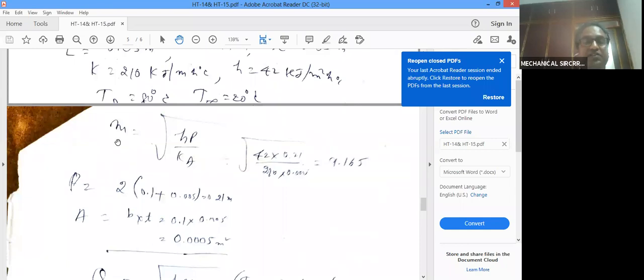So M value, how do you calculate M value? M is equal to square root of HP by KA.